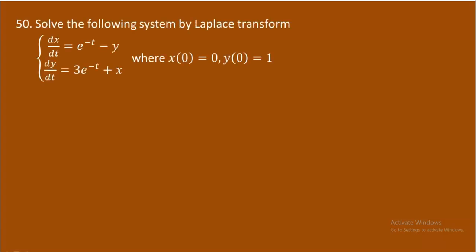Okay, dear students, what comes next is solving this first order differential equation by using Laplace transform. In fact, the initial condition is also given to you. So let's see how we can solve this one.